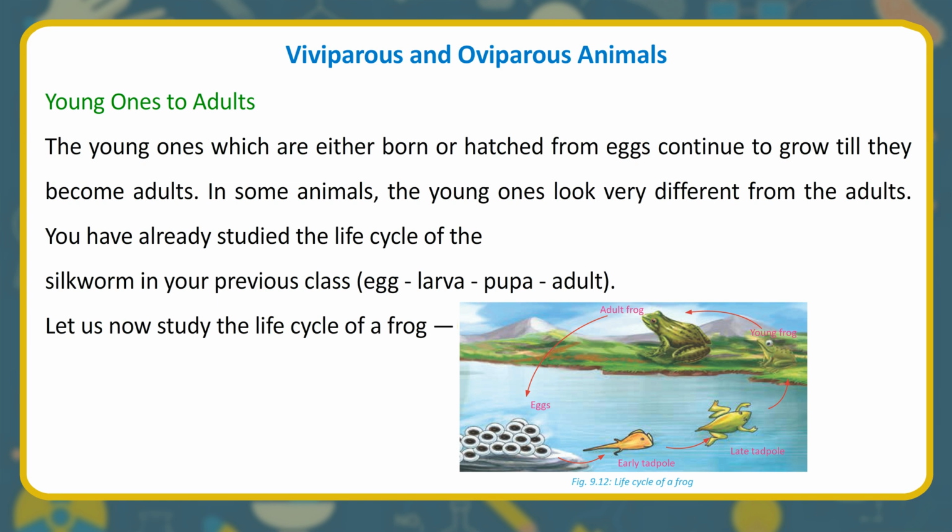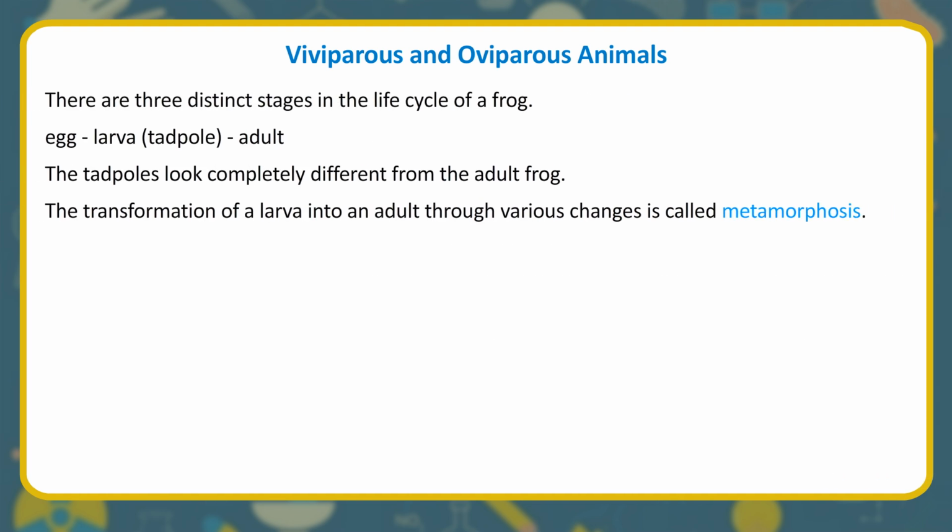You have already studied the life cycle of the silkworm in your previous class. Egg, larva, pupa, adult. Let us now study the life cycle of a frog. Life cycle of a frog. Eggs. Early tadpole. Late tadpole. Young frog. Adult frog.